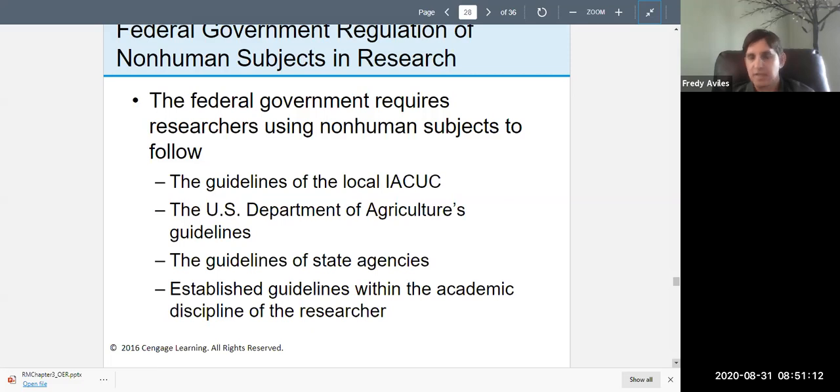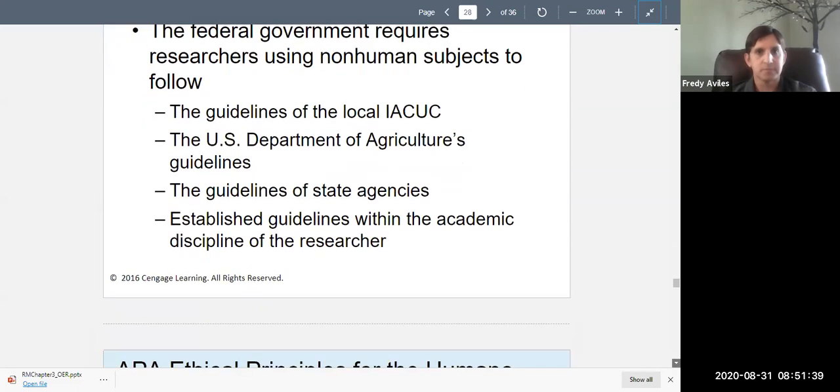The guidelines of state agencies establish guidelines within the academic discipline of the researcher. If it's psychology, it would be the IACUC, but if you're in some other discipline, it would be called something else. And usually the guidelines within the discipline, like I said, are strict enough so you meet the other guidelines when you follow the ones that you have to follow for your discipline. It's messed up they do this, but it's by law, it's considered ethical, okay?